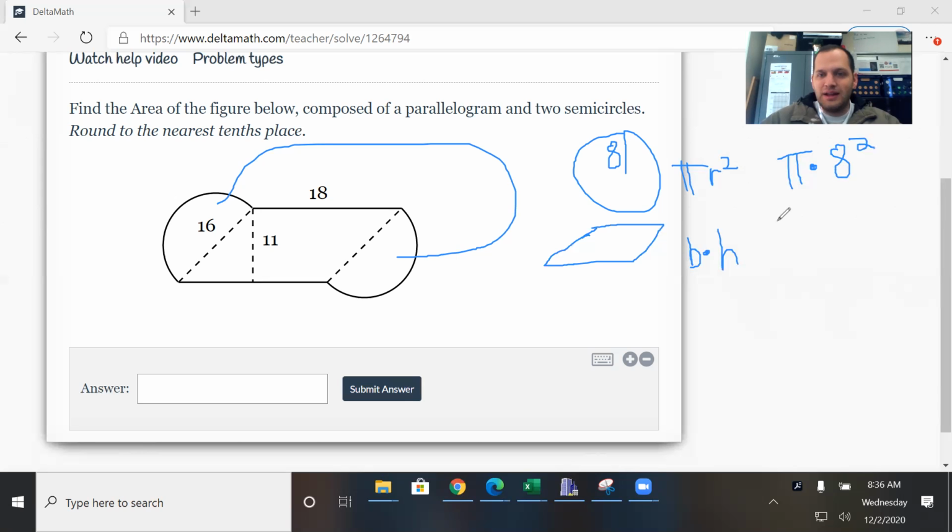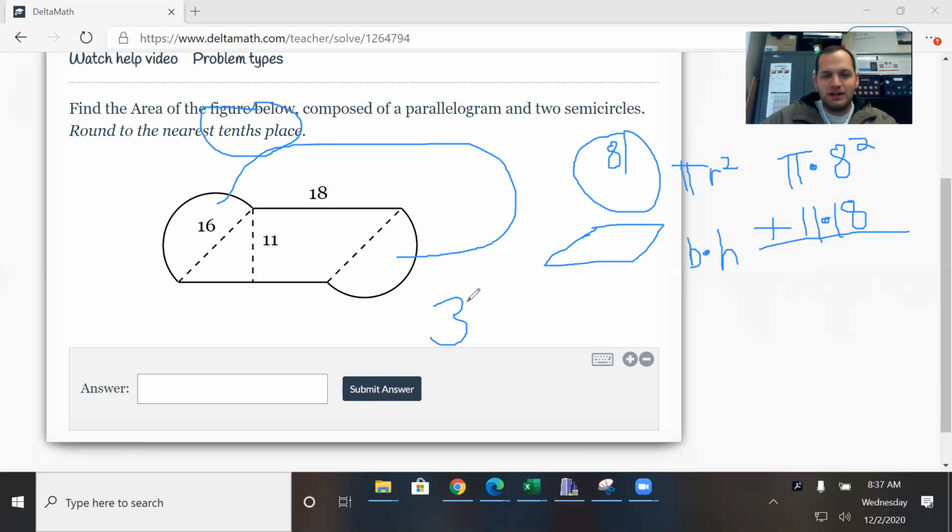Then we're going to add base times height, so 11 times 18. Let's see what we get. Now for these problems, we will want to use the actual value of pi. So just use the pi value on your calculator. So we've got pi times 8 squared plus 11 times 18, which gives me 399.06. This wants us to round to the nearest tenth.